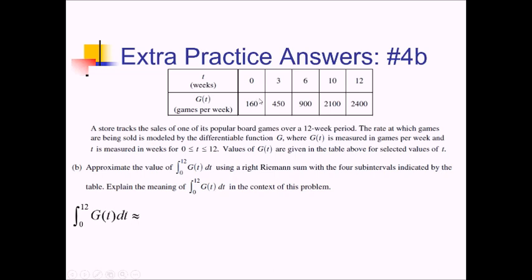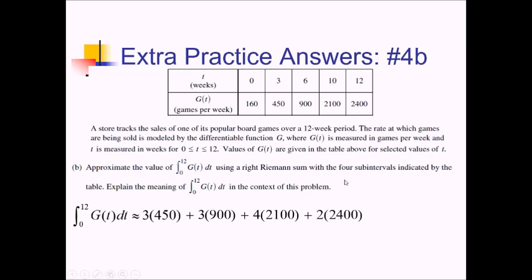For the first rectangle that goes from 0 to 3, I have a base of 3, and for the height I have a choice between a left height and a right height. Since this is a right-Riemann sum, I always use the right height. So we have a base of 3 times a height of 450. Next, we have a base of 3 times a height of 900. And you always have to look at the bases here, the intervals. We have a base of 4 to get from 6 to 10 on this next one, times the height of 2100. And then we have a base of 2 times a height of 2400.